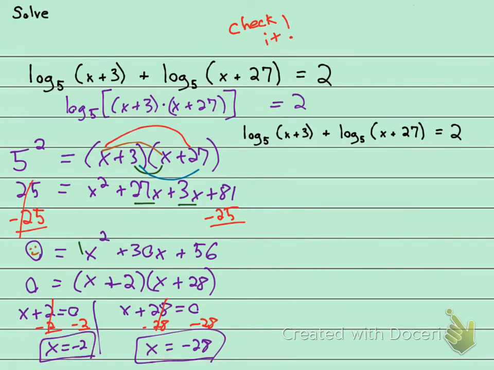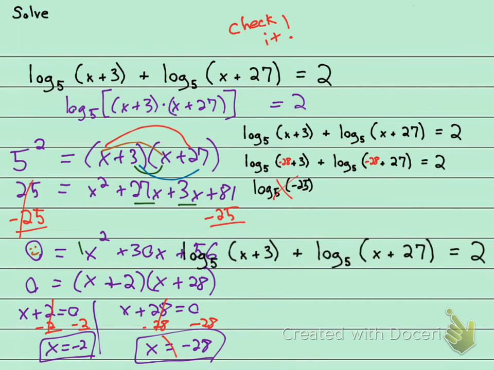So first let's try x equals -28. I rewrite my logarithmic equation. Everywhere where I saw an x, I'm now going to plug in -28. So I'll put it right here, and I'll put it right here. So log base 5 of -25, nope, not going to happen. Can't have log of a negative, so right now I'm going to throw this answer out. X cannot be -28.